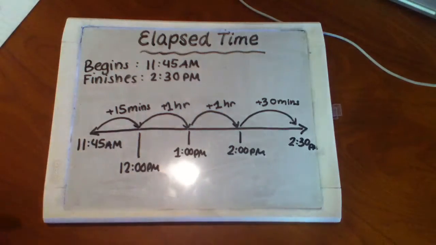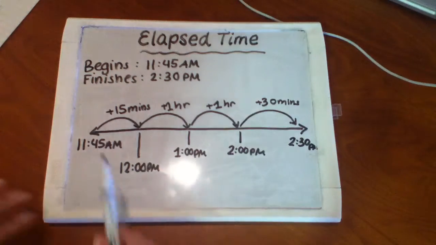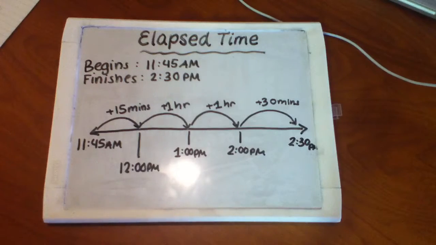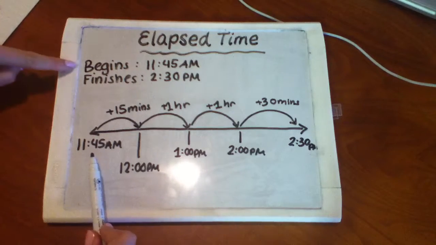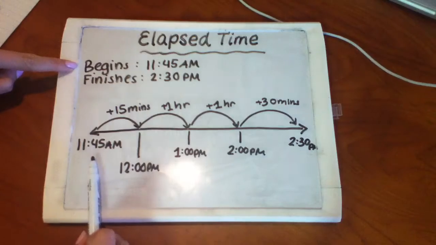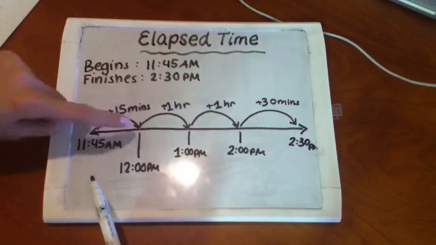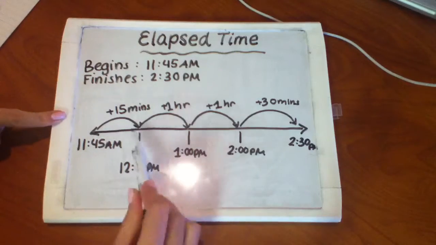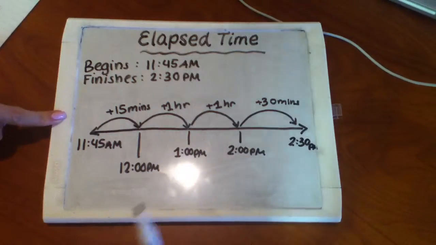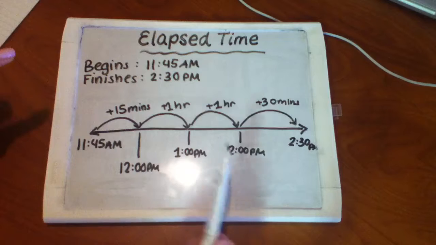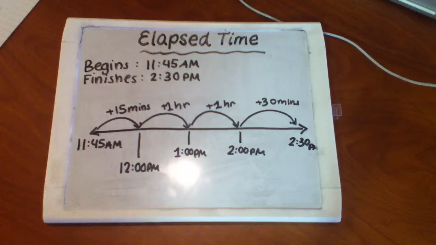So as you can see, this is a really simple visual of it. We have a timeline. This is going to show our time elapsed. We start off with our beginning time of the movie, which is 11:45, and we need to get to 2:30. So just like we did in the chart, we jumped 15 minutes, we got to 12 p.m., then we jumped 1 hour, got to 1 p.m., and then we jumped another hour to 2 p.m., and then all we had left over was 30 minutes, which got us to 2:30 p.m. So these are two different strategies you can use when calculating elapsed time.